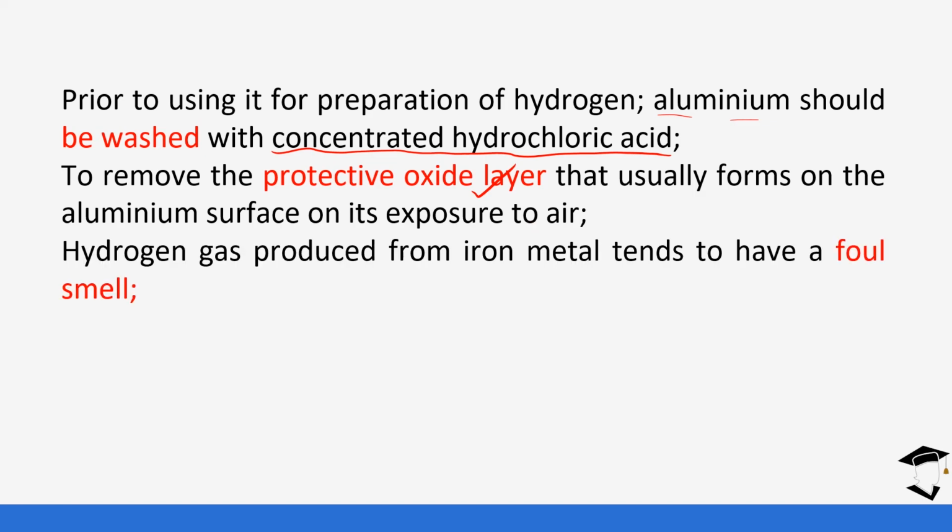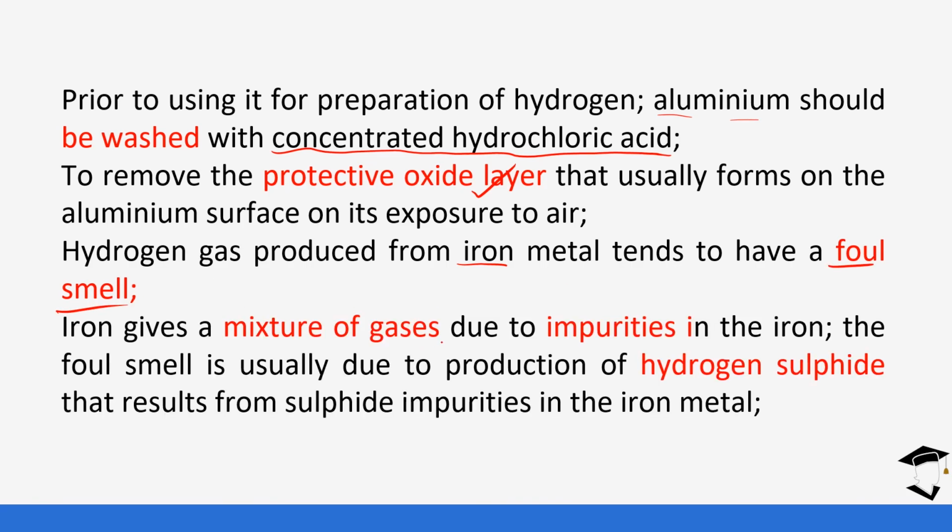And then also we do not use the iron metal because it usually produces a mixture of gases, and one of the gases it produces has a foul smell. The reason why it produces a mixture of gases is because the iron itself contains impurities. So the foul smell is because of the production of hydrogen sulfide. So we have some sulfide impurities on the iron metal that in turn react with the acid, maybe the specific acid that we are using.